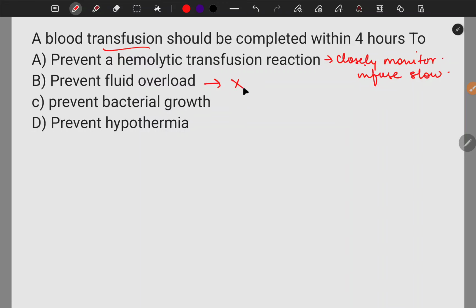So this is not the option. Prevent bacterial growth. So if you wait for more than 4 hours, what will happen? There will be increased risk of infection and bacterial growth. So a unit of blood should be administered within a maximum of 4 hours to maintain biological effectiveness.